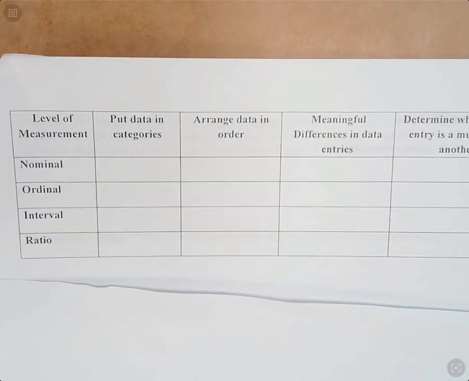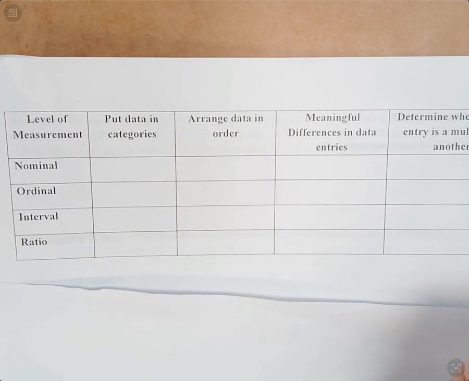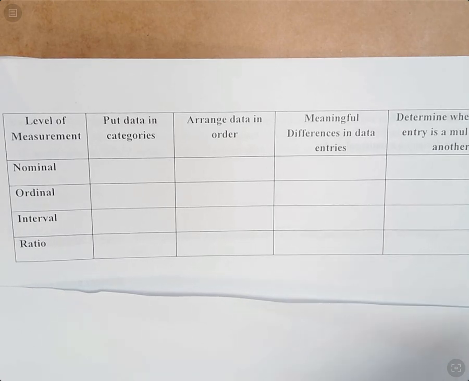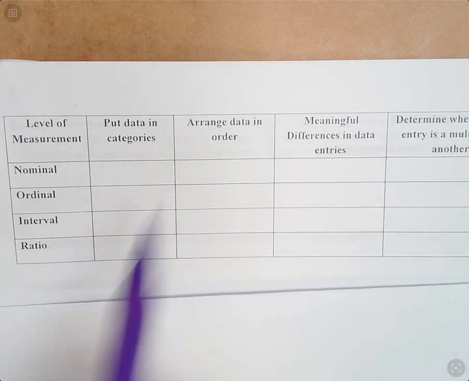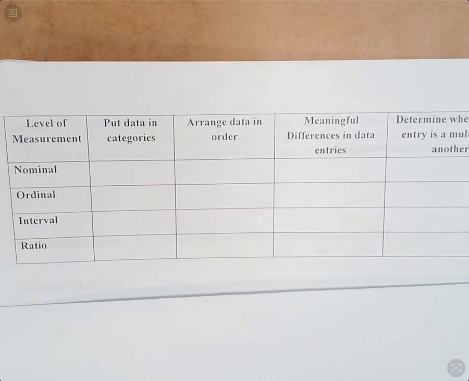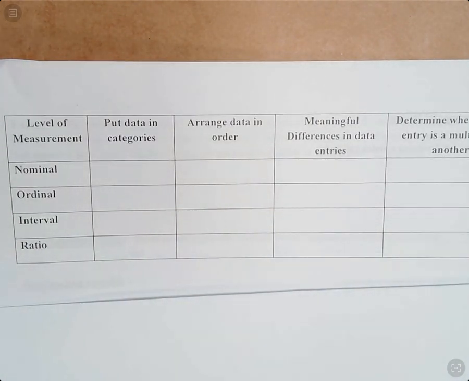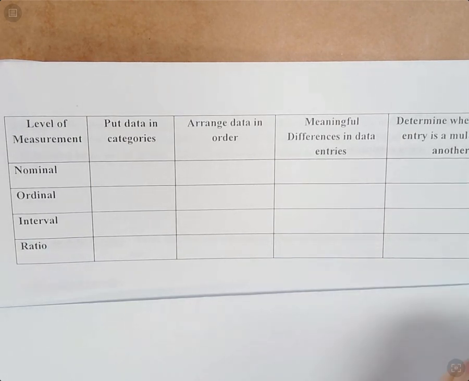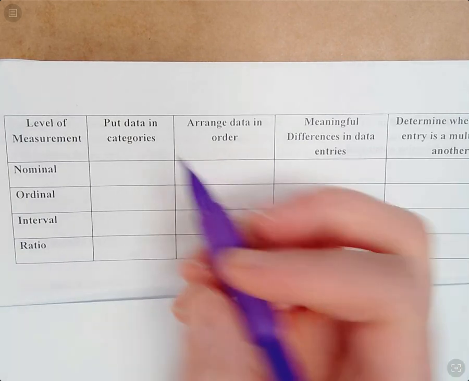Okay, so let's go through. Let's look at the next page. Level of measurement, and we are going to check either yes or no. You can put a yes or you can put a check mark and an X if you'd like. So think about nominal. Look back at what nominal means. Put data in categories. Is that a yes or no? It's a yes. You could put data in categories, so yes.